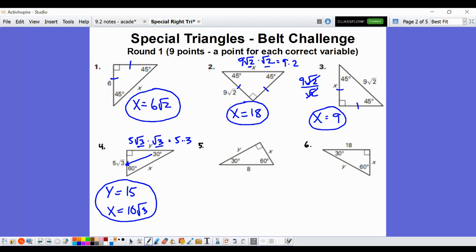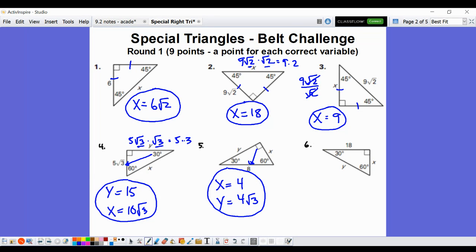Number 5, identify. We have the hypotenuse. That's 8. So to get the short leg, you go backwards. You divide by 2. Short leg x, that's equal to 4. To get the long leg, you take the short leg, which is 4, multiply it by square root of 3. Final answer, 4 roots of 3.